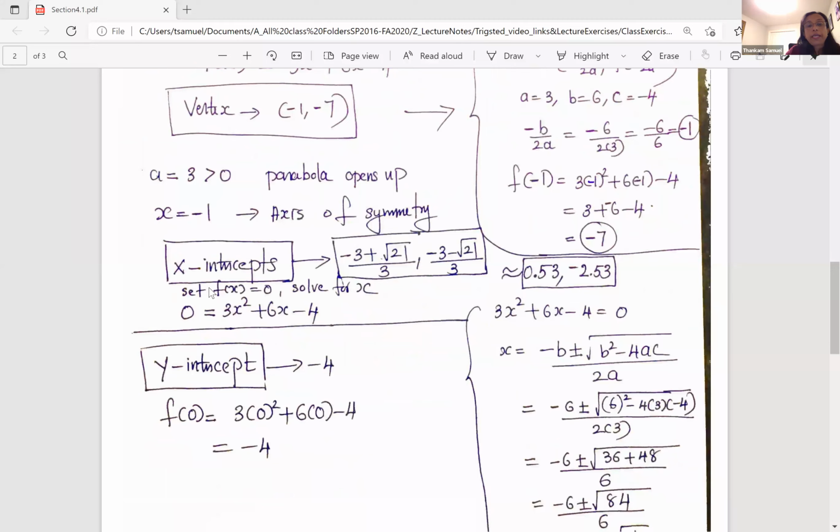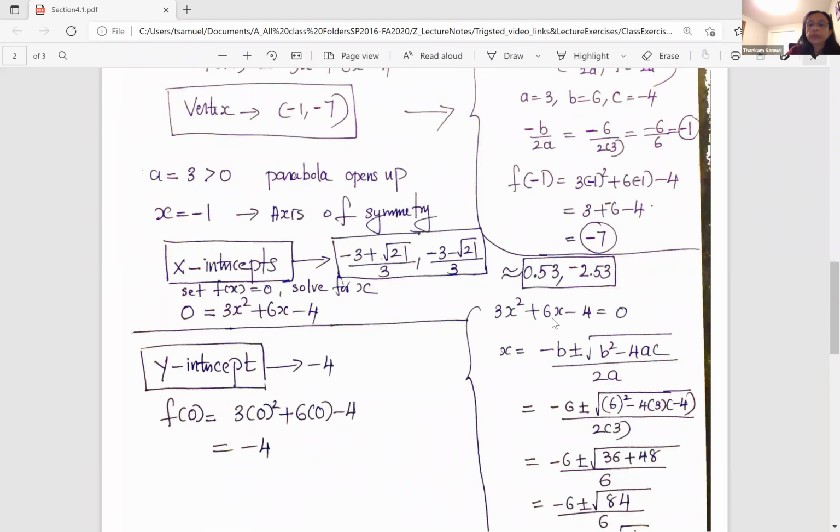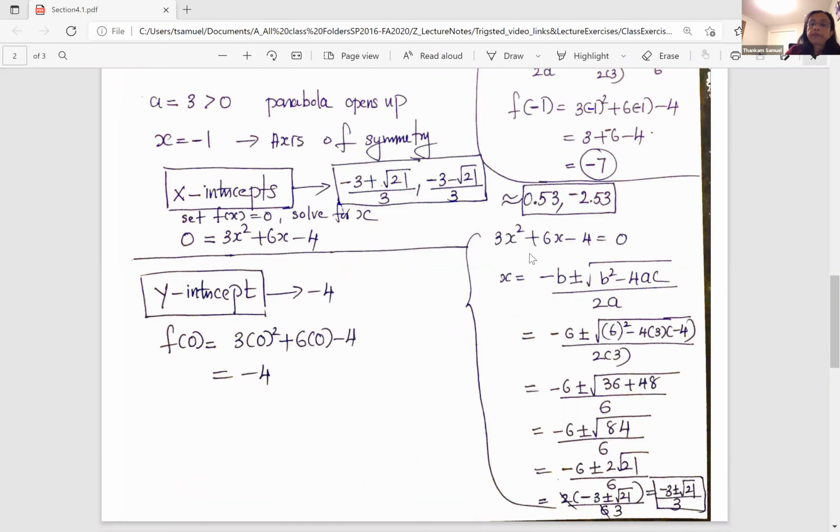Now we need to find the x-intercept. So to find the x-intercept, set the function to 0. So here the function is 3x squared plus 6x minus 4. So we need to factor this trinomial. But when you look at this, it is not factorable. So to find the x value, you can use the quadratic formula.